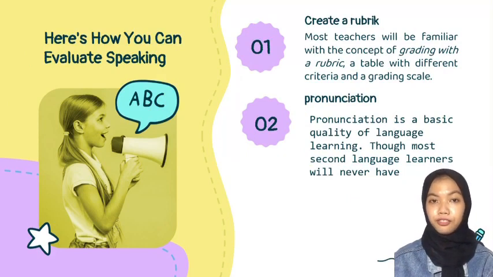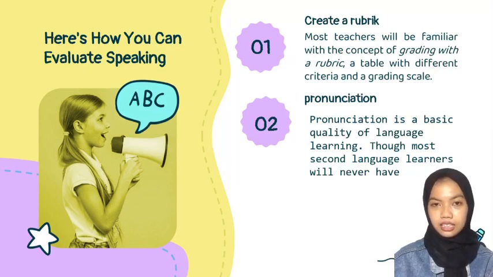Here's how you can evaluate speaking. The first, create a rubric. Most teachers will be familiar with the concept of grading with a rubric, a table with different criteria and a grading scale. The second, pronunciation. Pronunciation is a basic quality of language learning that most second language learners will never have.